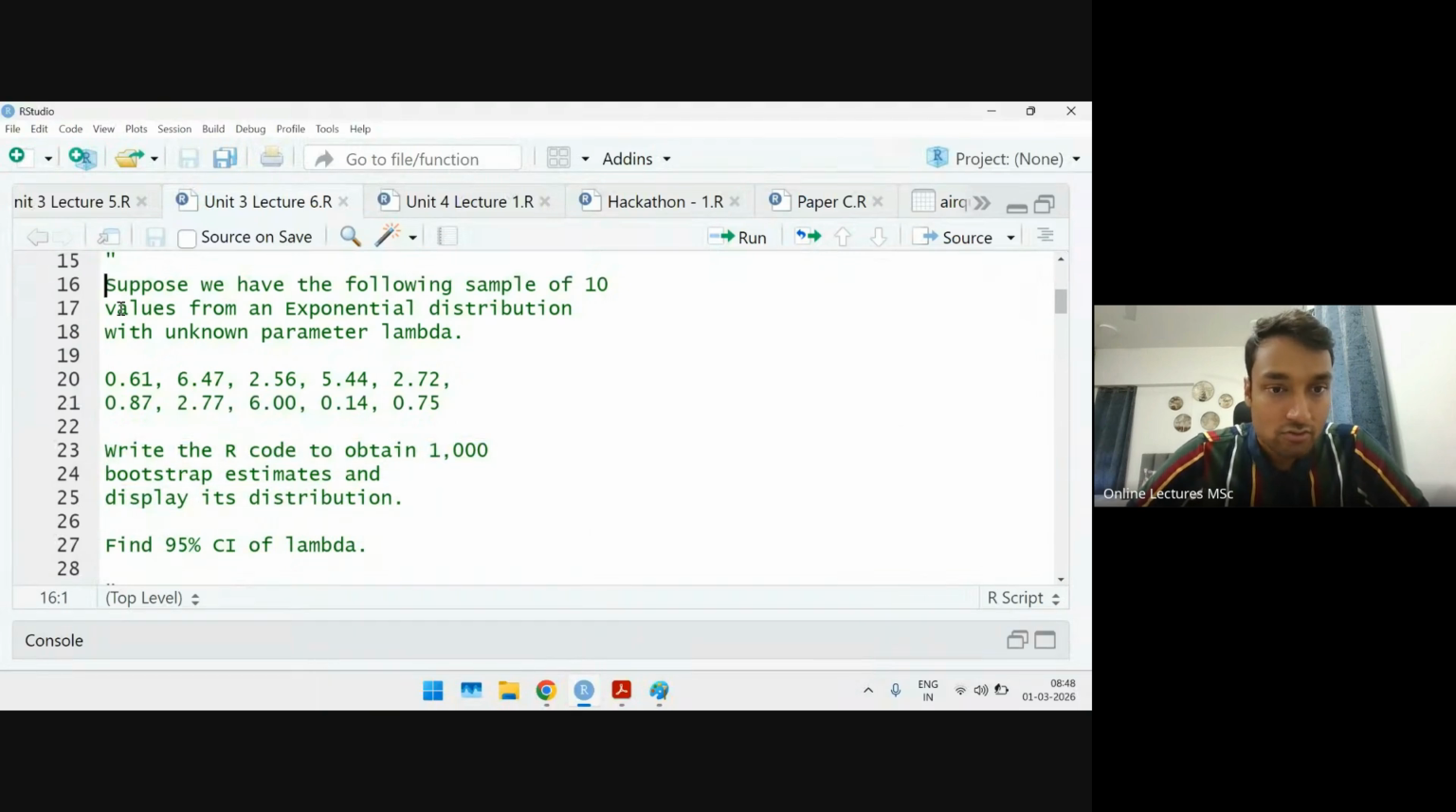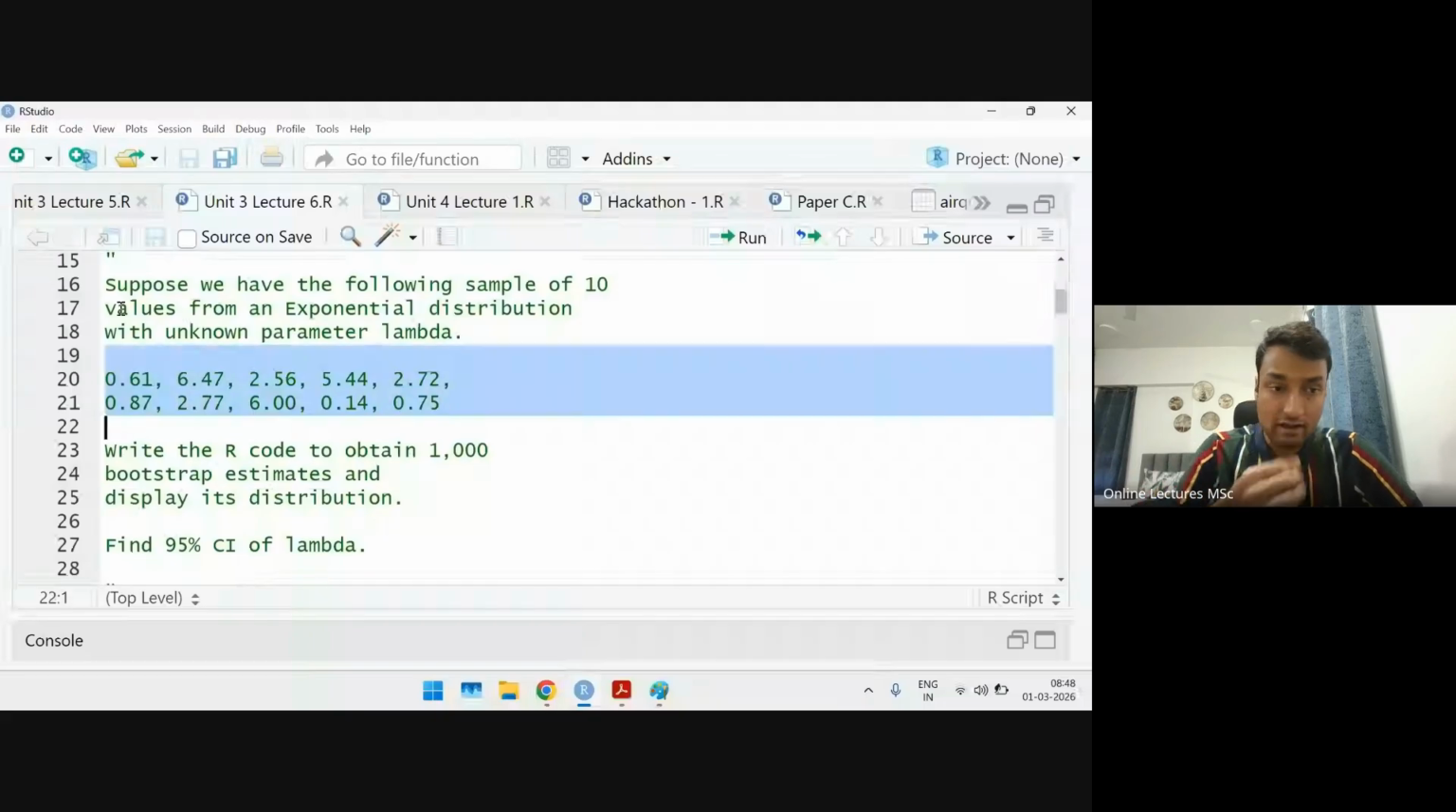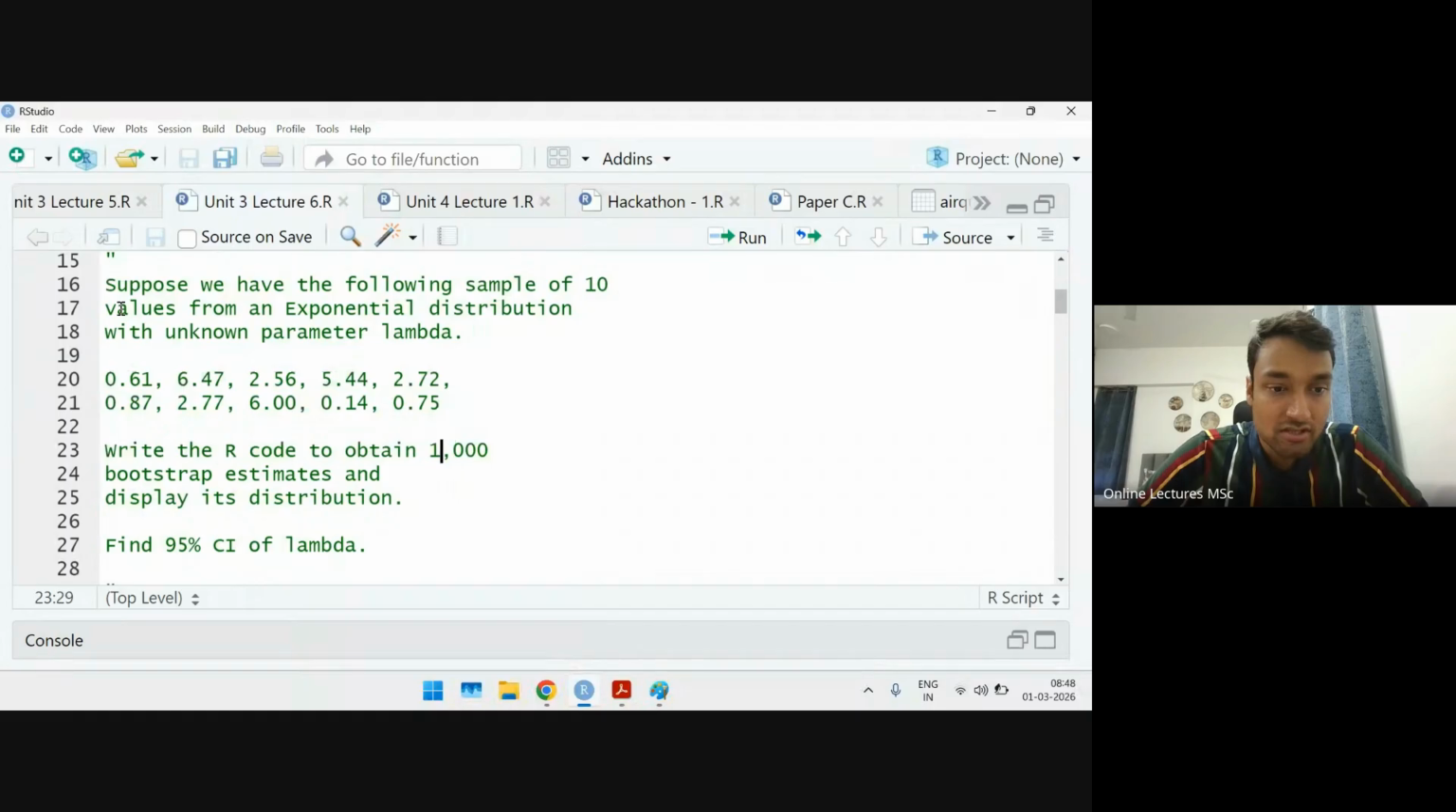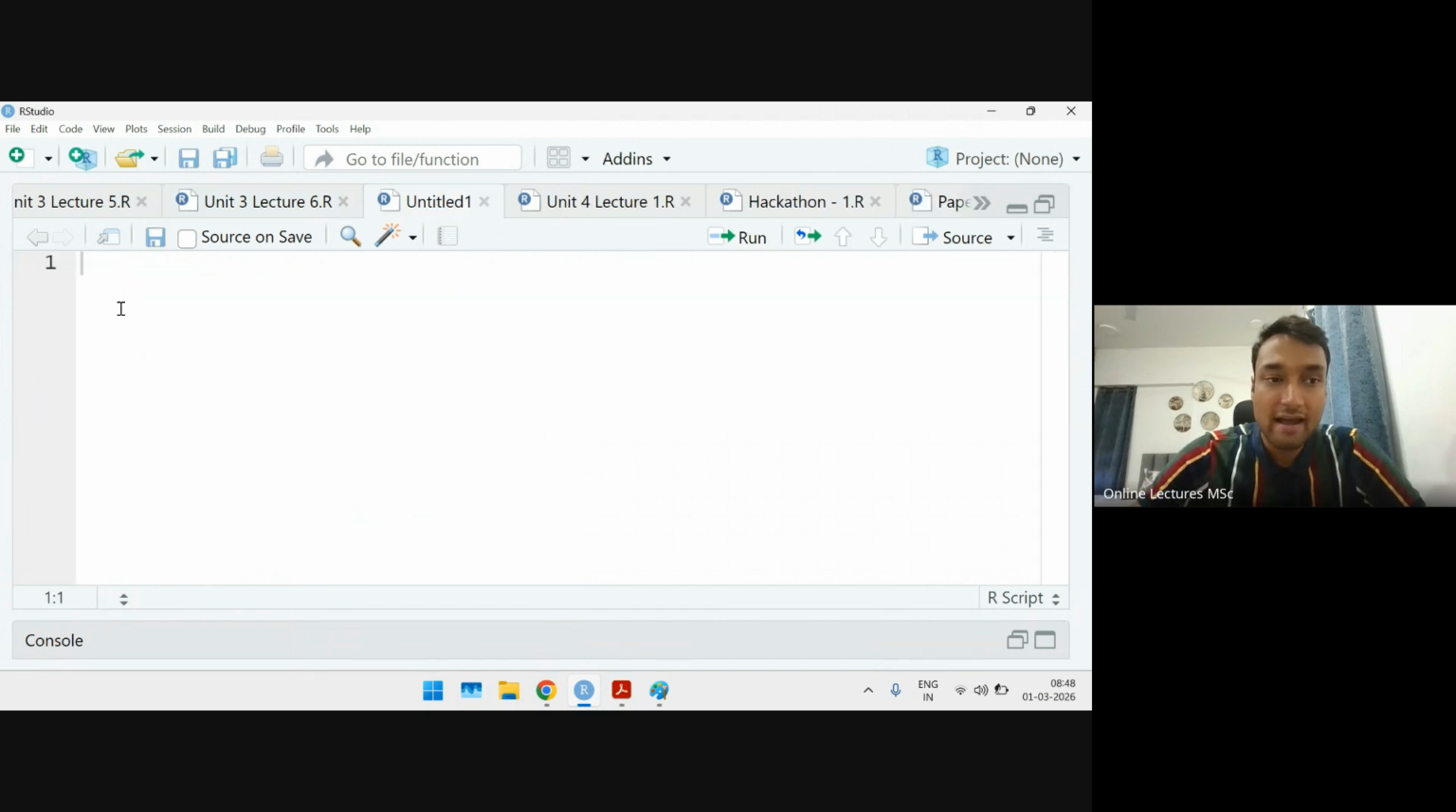Okay. So suppose we have a sample of 10 observations from an exponential distribution with unknown parameter lambda. This is the sample you have at hand. The question says write down the R code to obtain 1000 bootstrap estimates and display the distribution. Also find the 95% confidence interval of lambda. So here they are saying that you have sample observations X from an exponential distribution with parameter lambda.